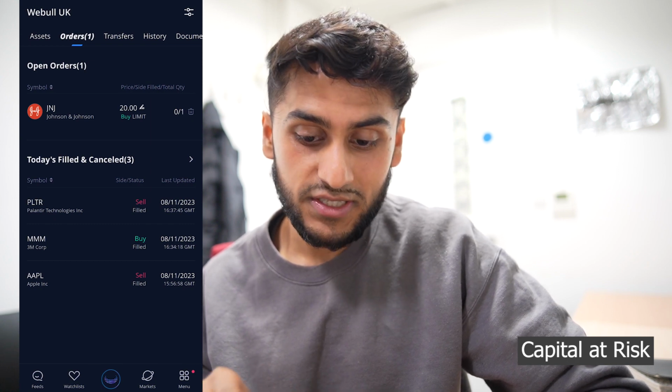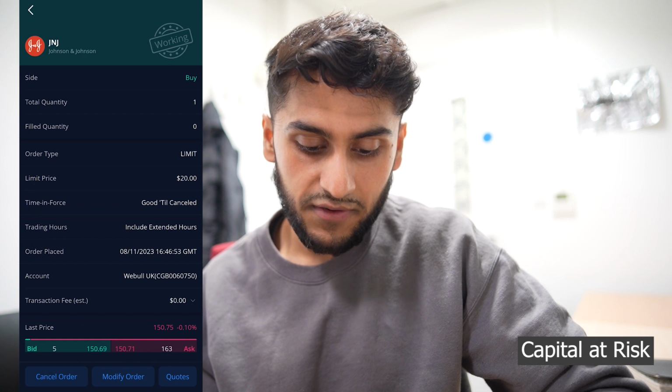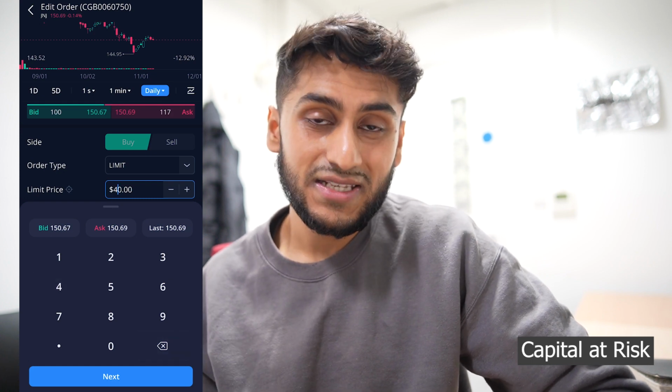So going back into my main screen, you can see I have one position in 3M and then I have one order. So we can see we have an open order to buy Johnson & Johnson for $20 per share. We can also delete that if we want to. It's very easy to cancel the order or even modify that. So if you think that $20 is actually quite silly, we can change that to $40, for example, but I'm just going to leave that there for now.